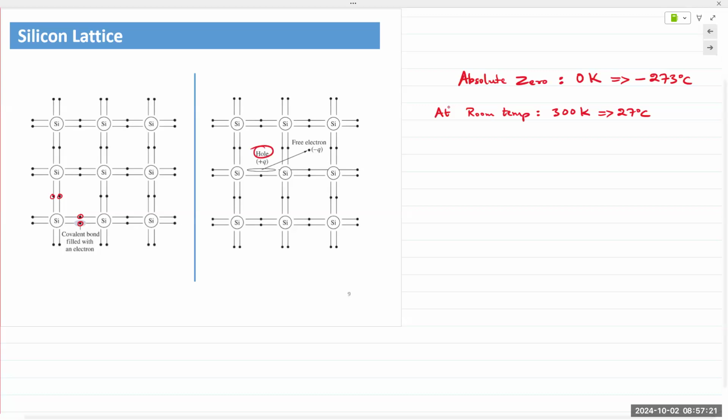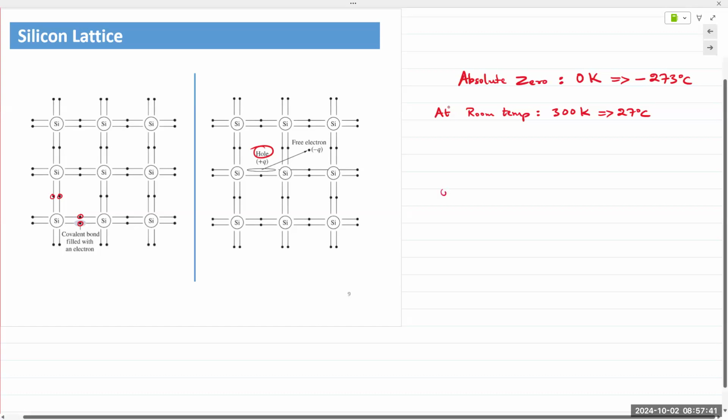It leaves behind a hole, and because the electron took its negative charge with it, the atom and that surrounding spot has one extra positive charge due to the nucleus. And so the hole is said to be a particle with a positive charge.